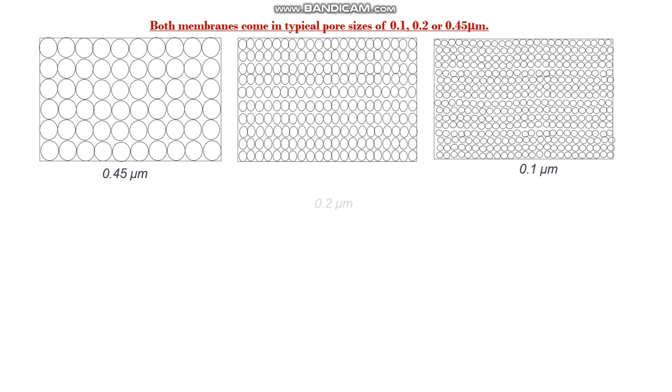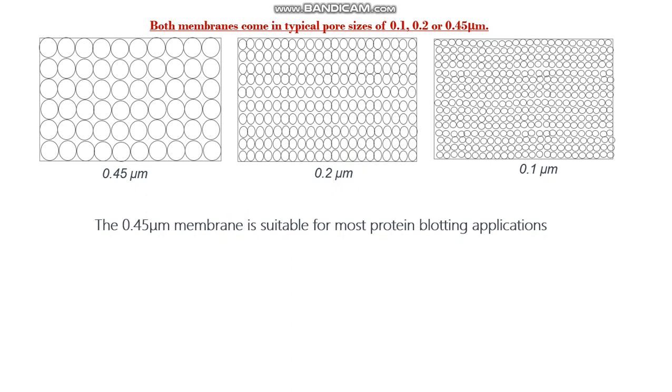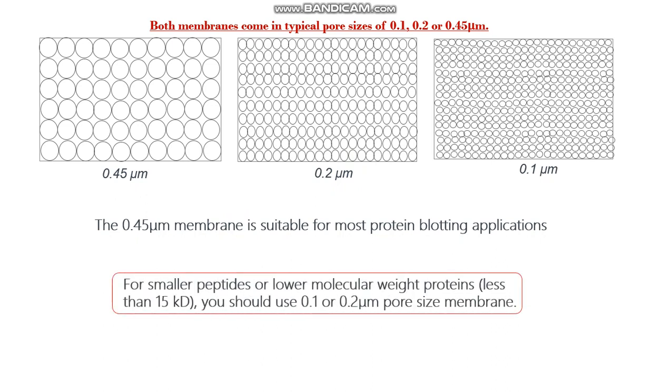Next, you need to know the pore size of these two membranes. Basically, there are three different pore sizes: 0.45, 0.2, and 0.1 micrometer. And this size indicates the pore size of the membrane. Normally, the 0.45 micrometer membrane is suitable for most protein blotting applications. But for smaller peptides or lower molecular weight proteins like 15 kDa, you should use 0.1 or 0.2 micrometer pore size membrane.